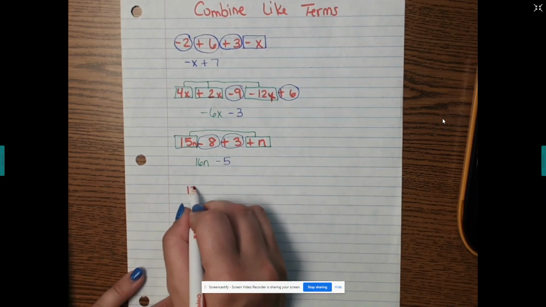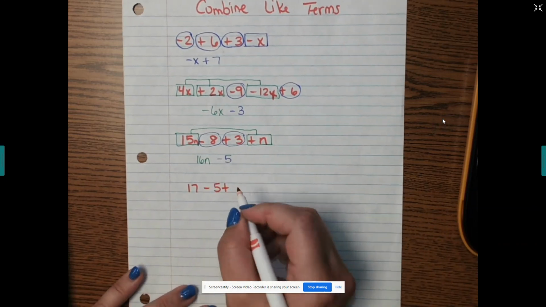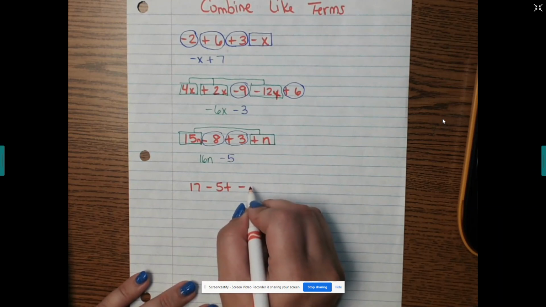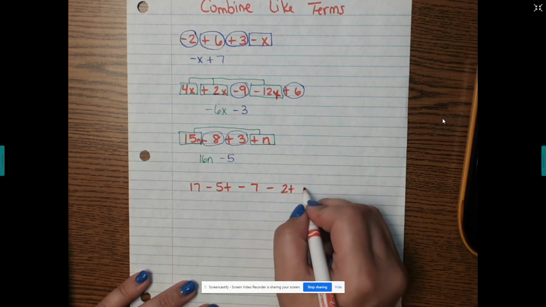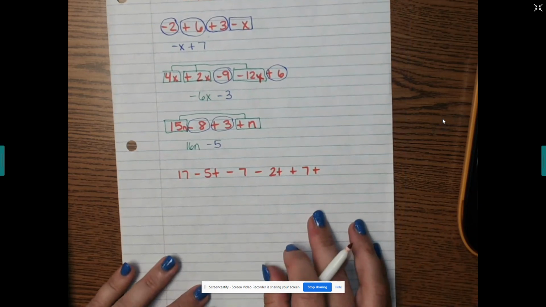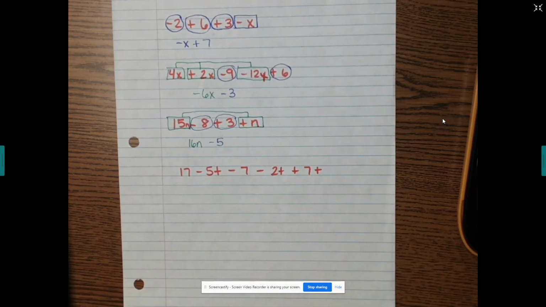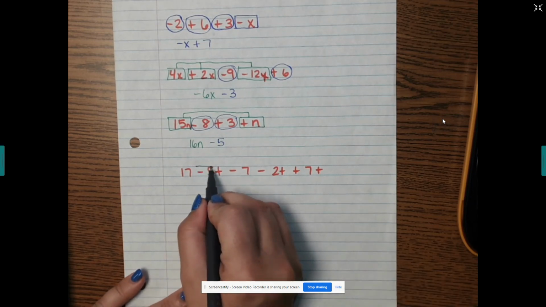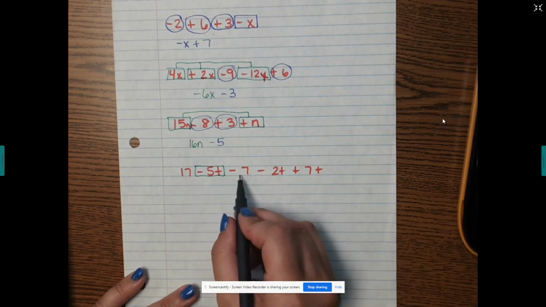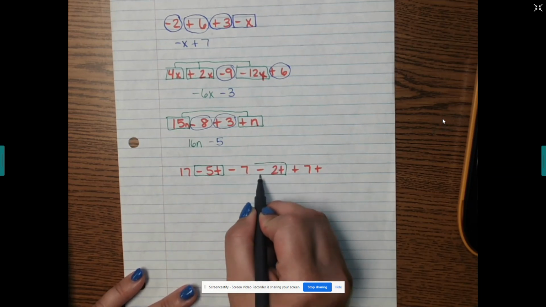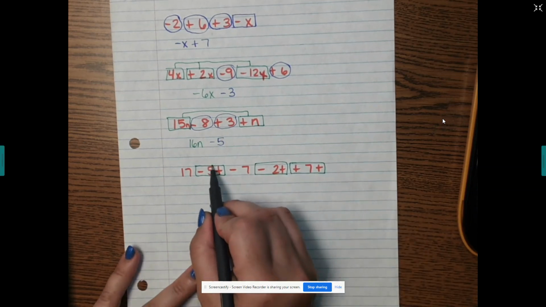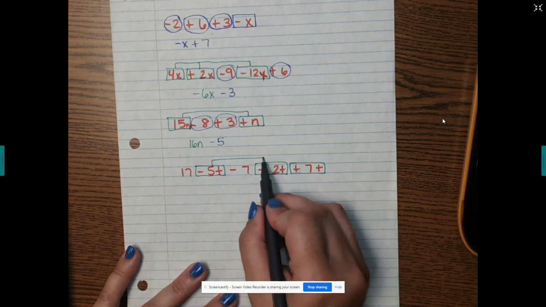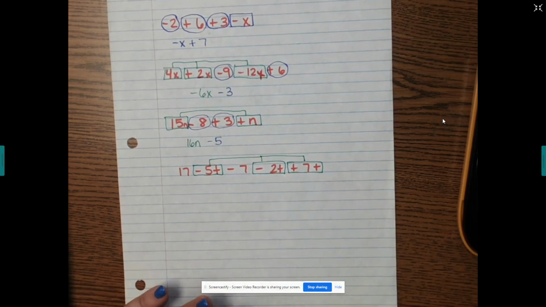Okay, last one. 17 minus 5t minus 7 minus 2t plus 7t. All right, and I really shouldn't have used the letter t because it looks like a plus sign, but oh well. All right, so first I want to get my variables. I have a negative 5t. That's a constant plain number. This 2t has a variable, and this 7t has a variable. Okay, so yes, you can combine 3 like terms.